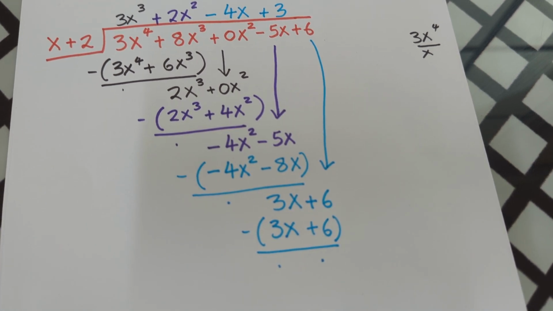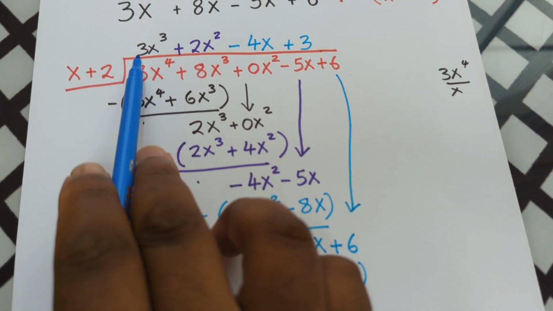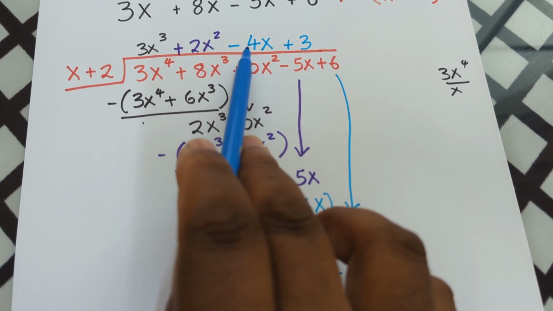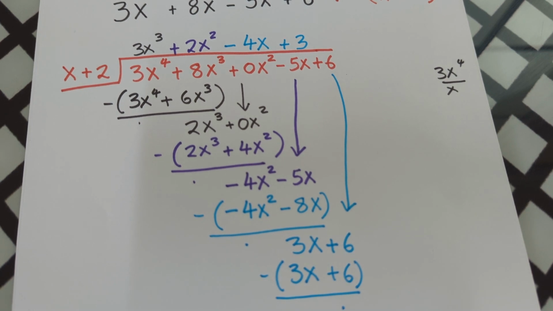So we don't have a remainder in this case, and our final answer is 3x to the power 3 plus 2x squared minus 4x plus 3. That's it for question 6. Let's move on to question 7.